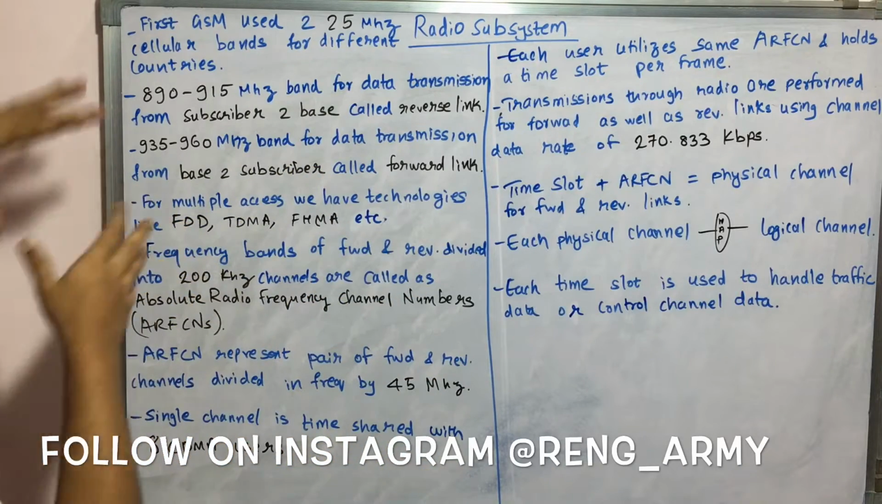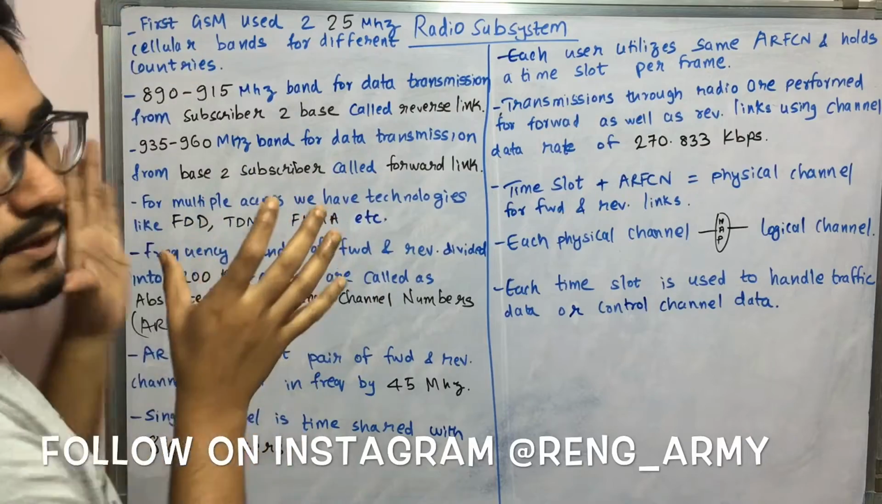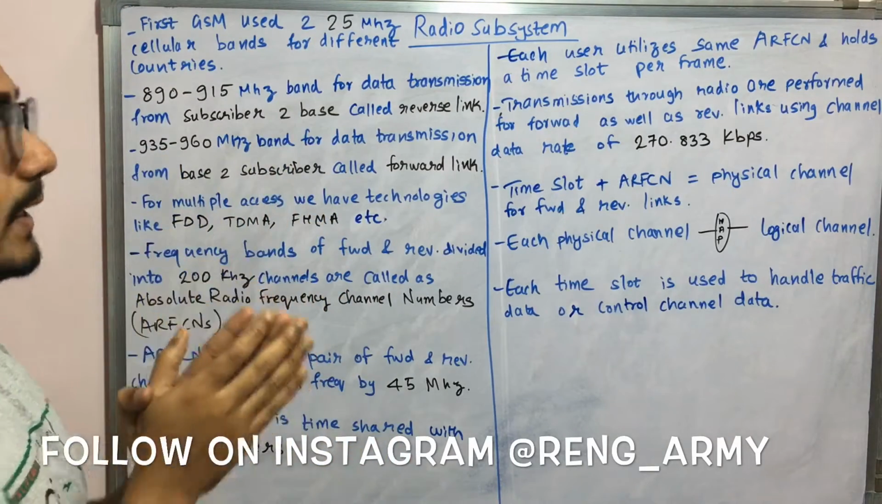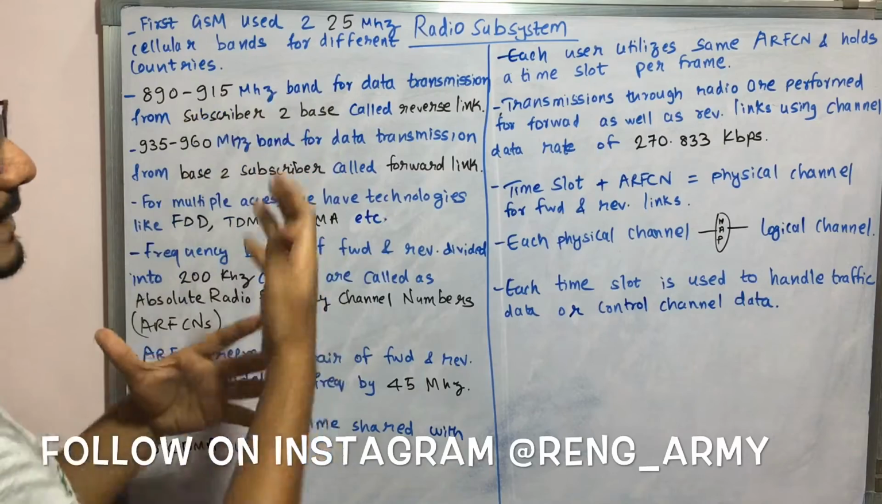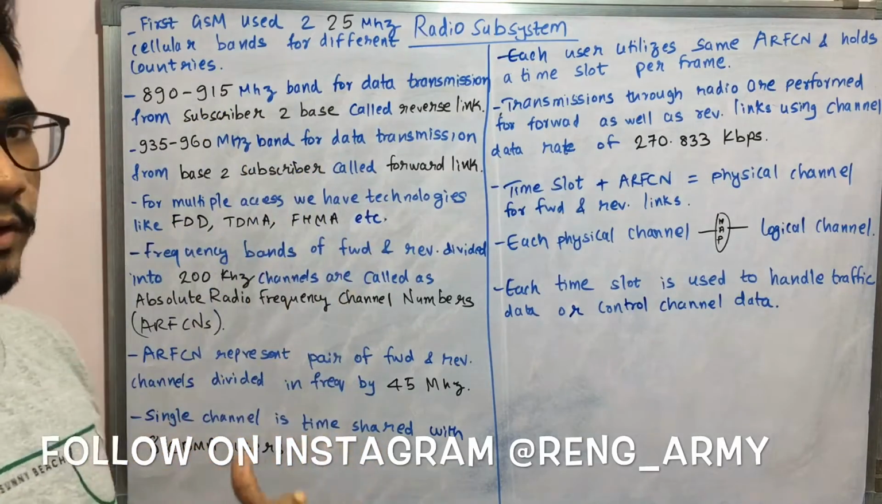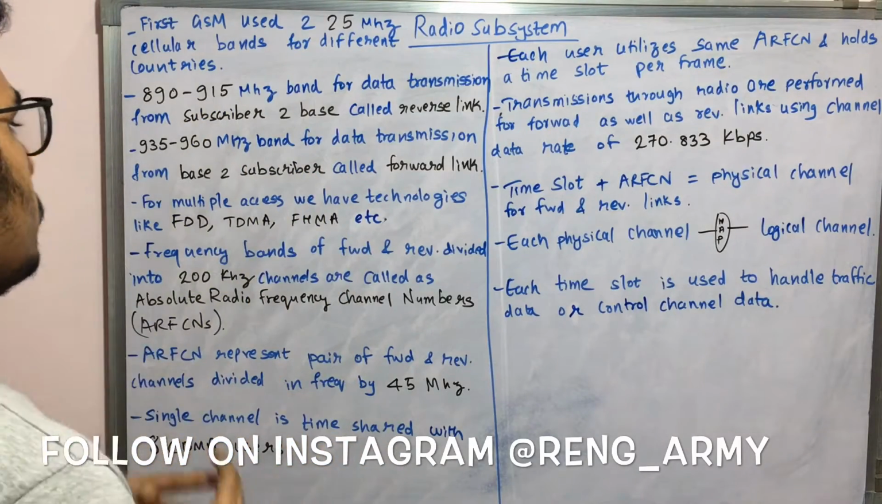Now you can see this forward link has more frequency band allocated as compared to the reverse link. So that was the peculiarity of this radio system in the earlier GSM system.